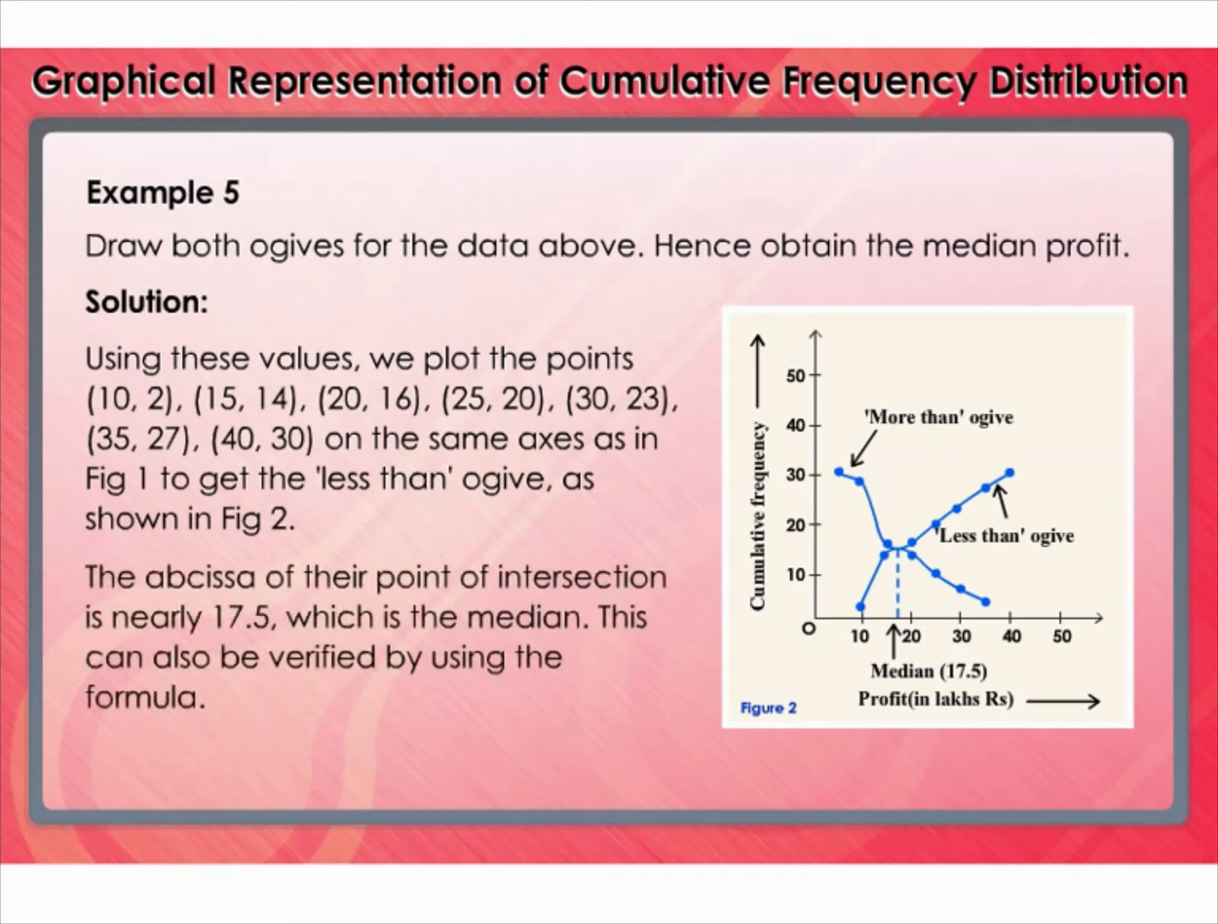The abscissa of the point of intersection is nearly 17.5, which is the median. This can also be verified by using the formula. Hence, the median profit in lakhs is Rs 17.5.